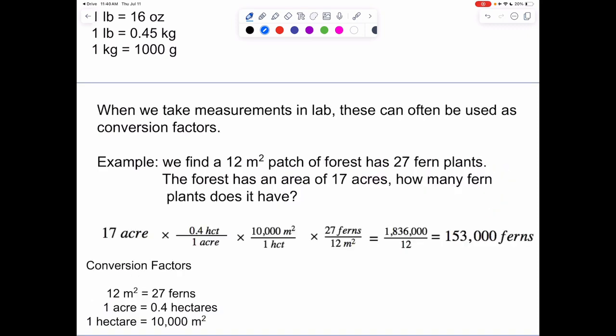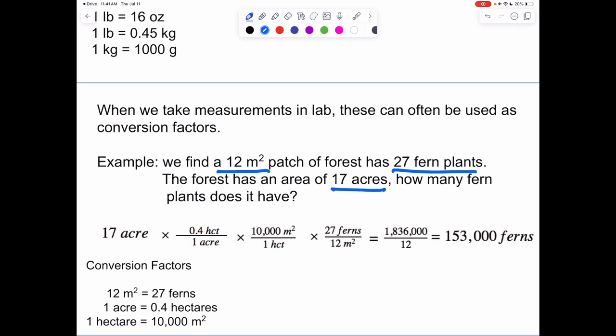All right, here's another practice I want to walk through. So we have a 12 meter squared patch of forest, which has 27 fern plants. The forest has an area of 17 acres. We want to know how many fern plants it has. Awesome. So what we need to do is convert these 17 acres into ferns. It's kind of a weird thing to do.